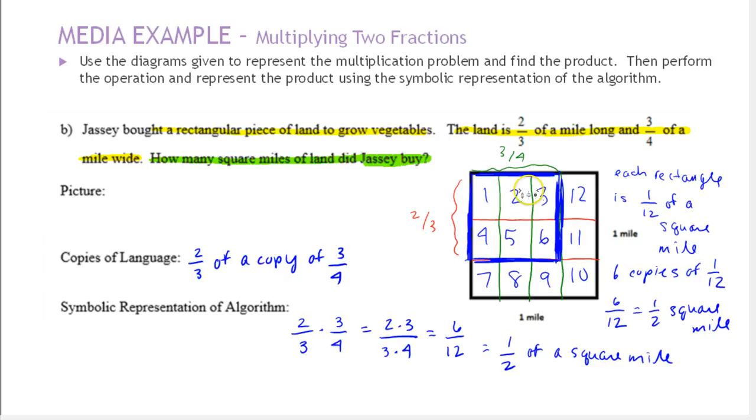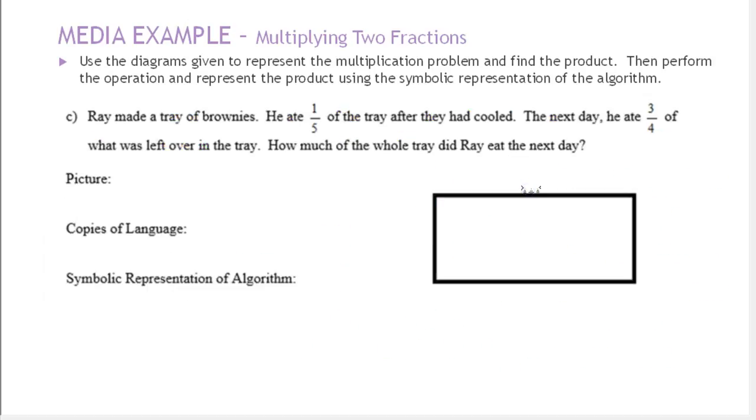Let's look at one last example. Ray made a tray of brownies. He ate 1/5 of the tray after they had cooled. The next day, he ate 3/4 of what was left over in the tray. And our question is, how much of the whole tray did Ray eat the next day?